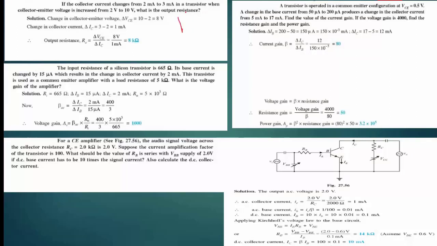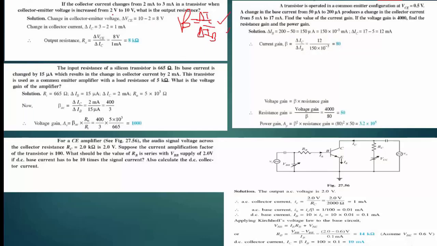Kumbuka tunapoongelea hizi amplification factor, tunaposema kwa mfano kwenye common emitter, common emitter ni IC over IB. This is true for fixed values of currents, lakini for changes, kwa mfano this might also be true kama tunaongelea changes in IC. This is also true kama tunaongelea changes in IB. Okay, so change na change unaweza kutumia tu kama ilivyo.